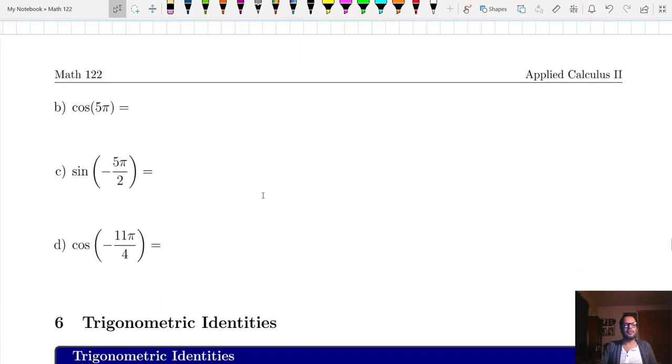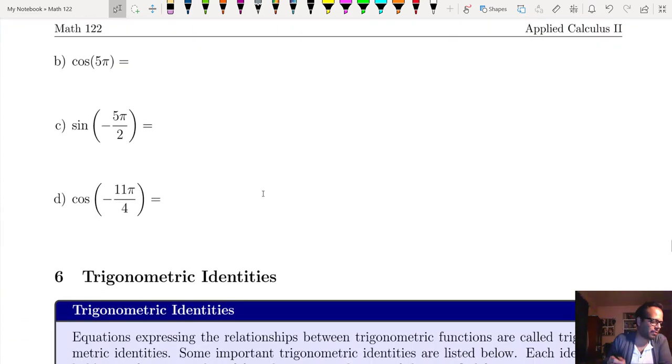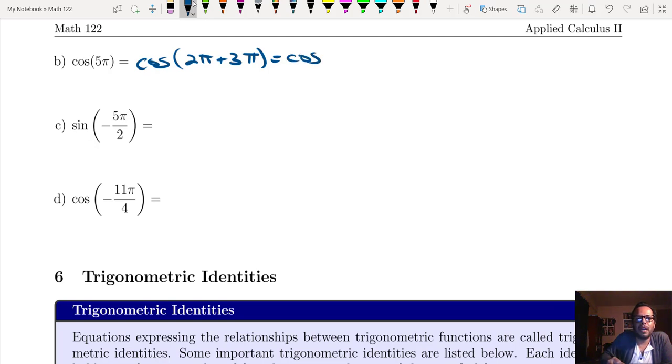Okay, let's do another example. Cosine of 5 pi. This one might require more than one step. The way I'm going to break this up, I need to have a 2 pi somewhere. So cosine of 2 pi plus what? That is 3 pi. But evaluating cosine of 5 pi is the same as cosine of 3 pi, because the 2 pi disappears by periodicity and it just remains at 3 pi.